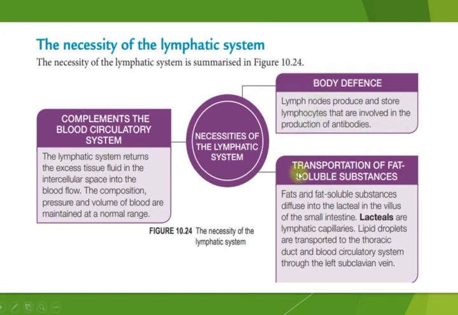And then the last one is transportation of fat soluble substances. Fat soluble substances diffuse into the lacteal. We had discussed in chapter 9 that fat soluble substances such as fatty acid and glycerol, vitamins A, D, E, K will diffuse into the lacteal of the villus in the small intestine. The lacteals are lymphatic capillaries. So the lipid droplets are transported to the thoracic duct and blood circulatory system through the left subclavian vein.